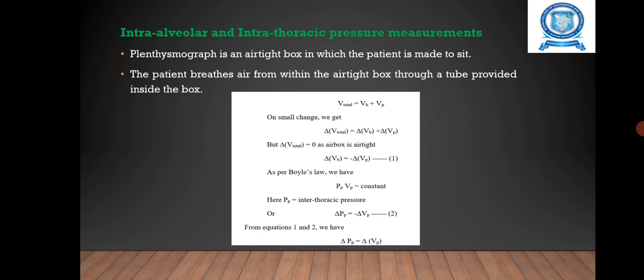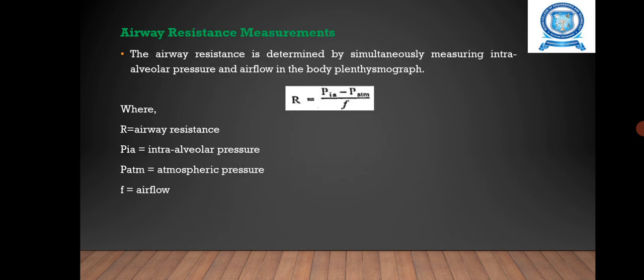On small change we get del V total equals del VB plus del VP. But del V total equals 0 as the box is airtight. It means del VB equals minus del VP. As per Boyle's law, VPP equals endothoracic pressure. That means del VPP equals minus del VP.